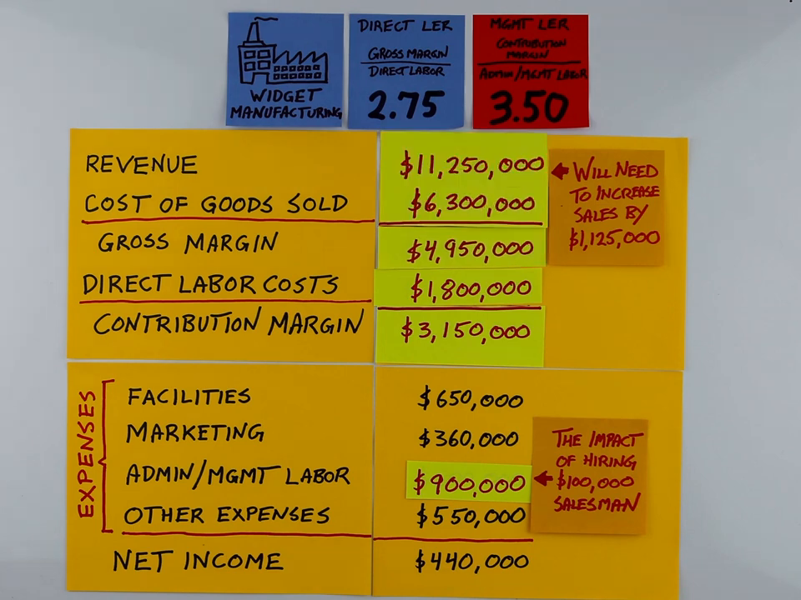So you can see by adding a $100,000 salesman, we're actually having to increase sales by $1.125 million, which gives us a convenient goal to give our new salesman. He needs to hit $1.125 million in revenue, and we know we're going to have to add another $200,000 in direct labor cost to keep the same direct LER and management LER, which will ultimately give us a new net income of $690,000. Again, having these ratios and having some historical perspective gives you a great tool for doing what-if scenarios.